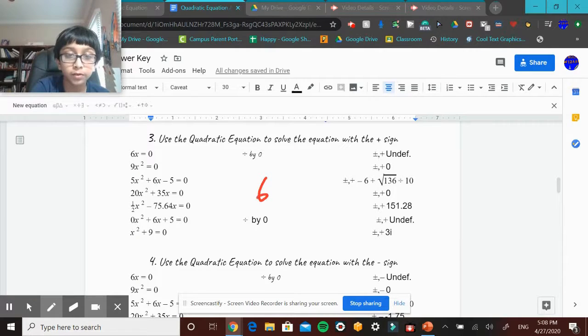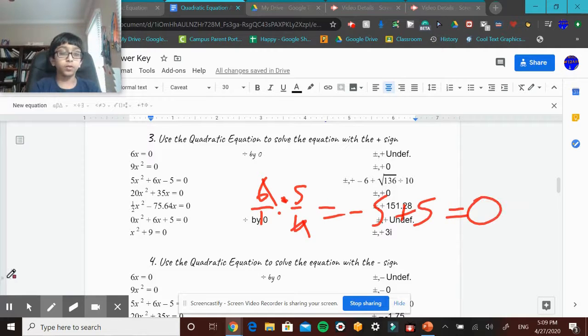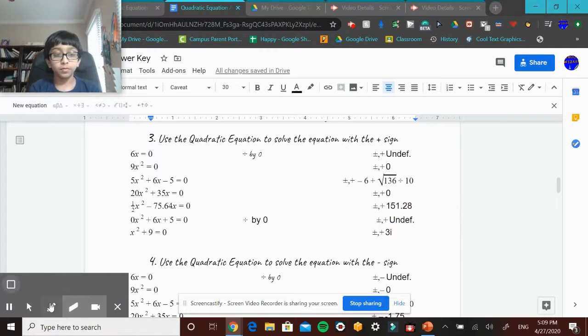5/6, because 6 over 1 times 5 over 6 is negative 5/6. I mean, it would be the answer, because that would be negative 5, and negative 5 plus 5 is 0, if you were solving it in school. But for the purposes of this video, since we're doing quadratics, it's going to be undefined.